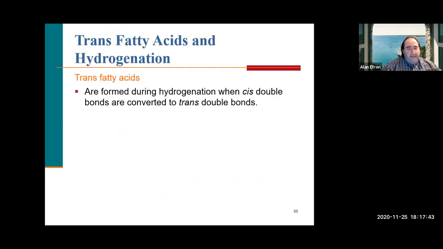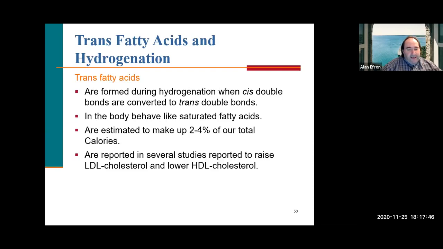Now, like I said, one of the problems with the hydrogenation reaction is that sometimes during that process of hydrogenation, we can convert some of the cis double bonds into trans double bonds. And trans fatty acids in our body behave just like saturated fatty acids. And they were estimated to make up about 2 to 4% of our total daily calories.